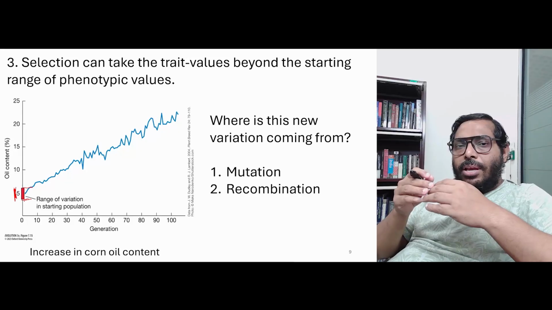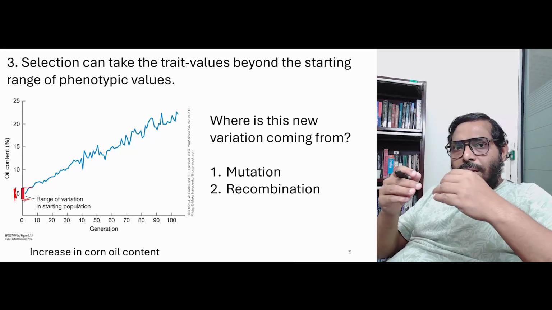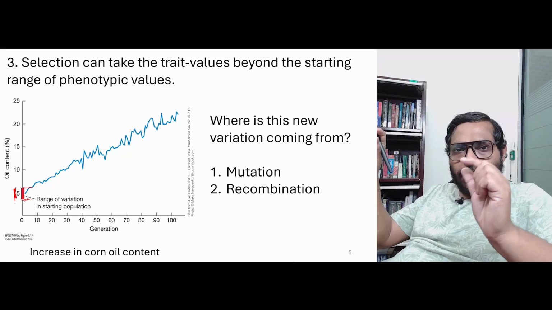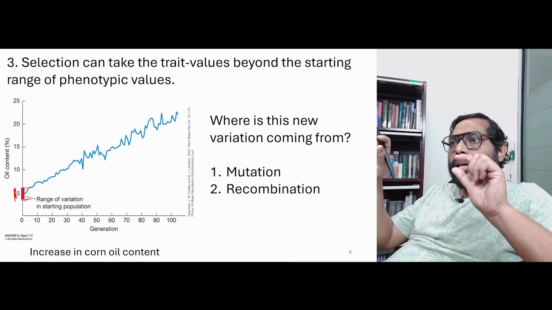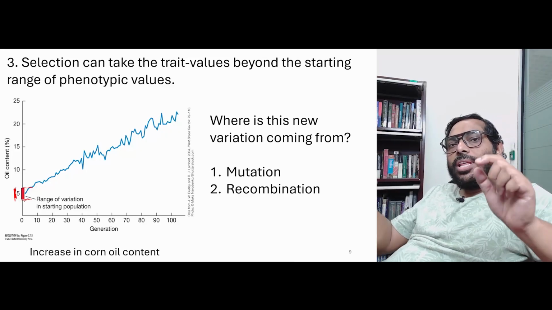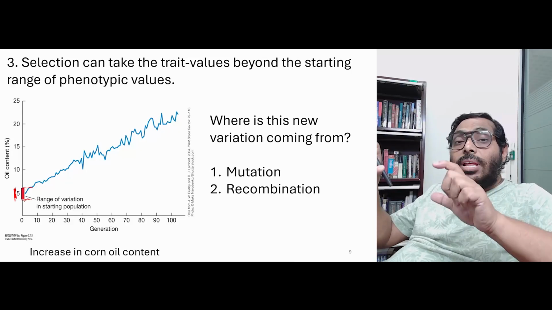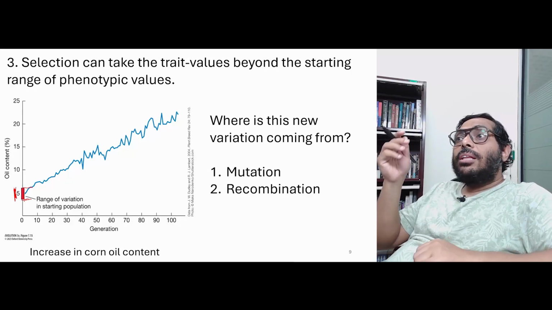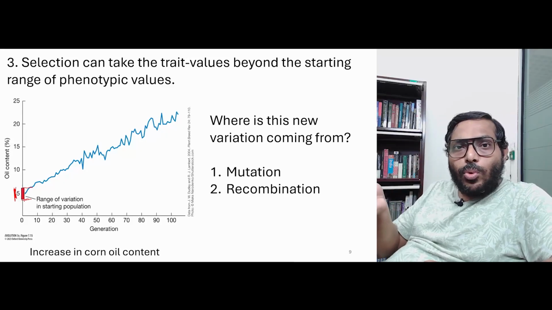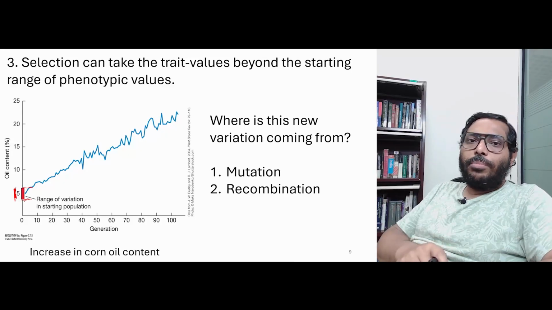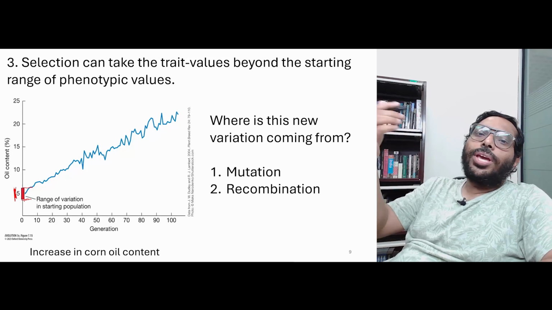Selection is happening. Because of selection, these alleles, which individually also lead to a slight increase in the oil content here, are getting selected. When they are getting selected, their frequency in the population is increasing. When their frequency in the population is increasing, their chances of coming together into the same organism through the process of recombination go up.